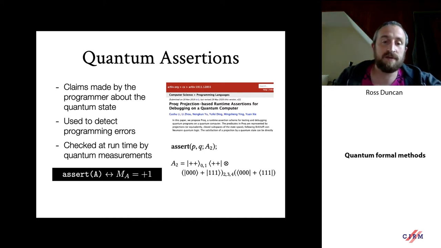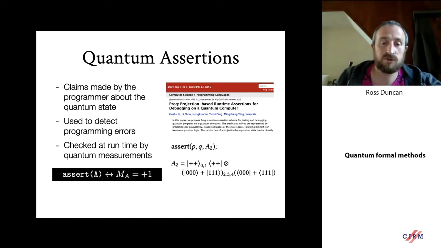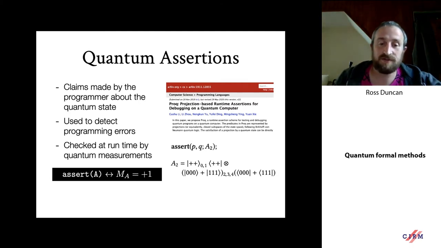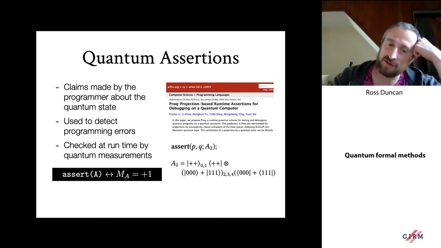So in particular, you might have an assertion like the following, that the current state is in A2. Now, A2 is going to be a projection operator. And in particular, A2 is going to be this one here, which is a very boring kind of projection operator because it's just picking out one particular state.